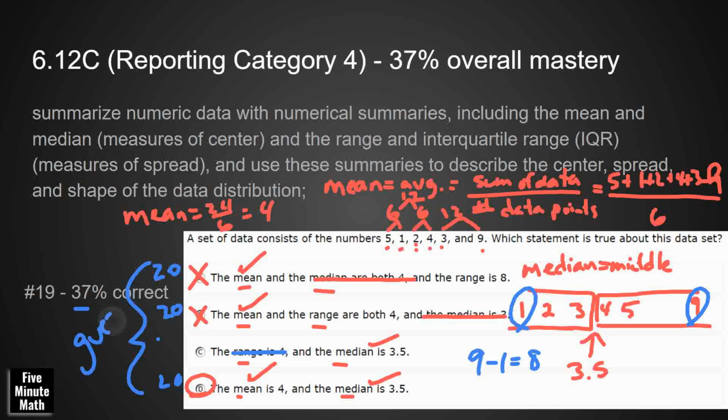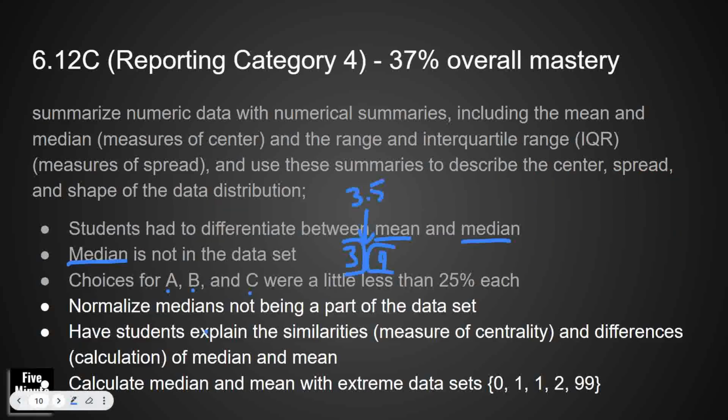So what can we do as educators? Well, we can normalize, first off, that medians might not always be in the data set. So that might have thrown them off, who knows? We need to have them explain the similarities and the differences of the mean and median. So spend a lot of time on how they are very similar, they're measures of centrality, and how they are different, they're calculated differently.